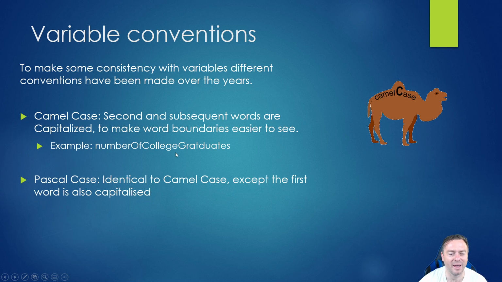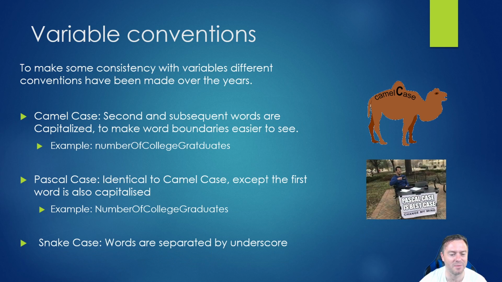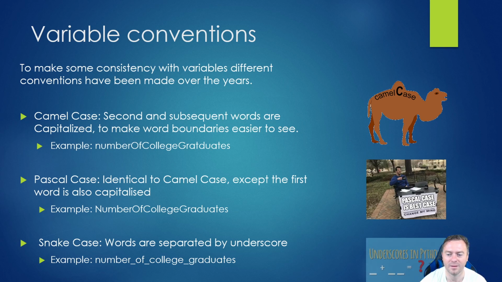Then we've got Pascal Case. It's identical to Camel Case, except the first letter is capitalized as well. So literally, instead of the n, see, it's capitalized there as well. And then we've got snake case. Down the bottom here, words are separated by an underscore. So number of college graduates literally has that underscore in between each one.